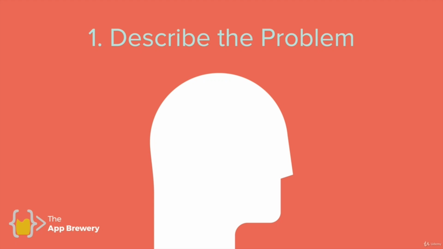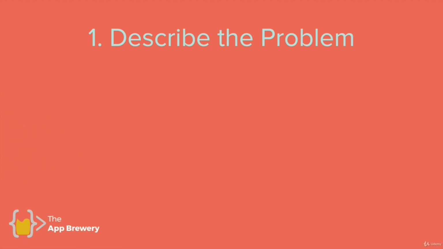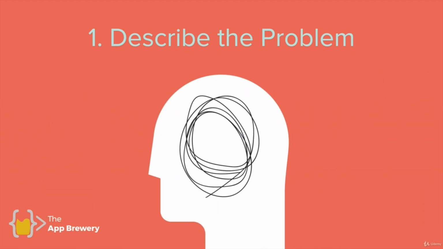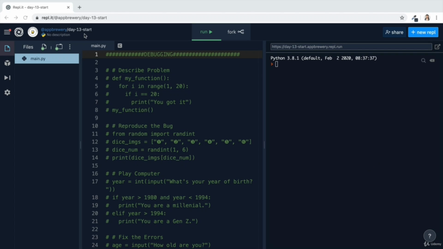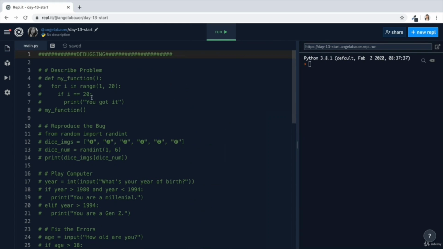So the first step is to describe the problem. If the problem is messy and it's not well understood in your head, then it's almost impossible to debug it. So untangle the problem and try to make sense of what's going on. To begin, go ahead and fork the starting REPL for today's code. The first thing to notice here is that I've written a bunch of code in the starting REPL, and we're going to be uncommenting these blocks one by one and eventually solving all of the debugging problems.